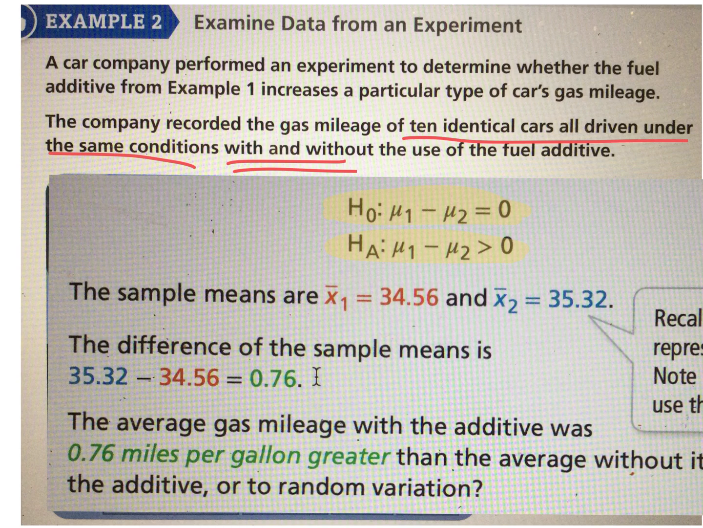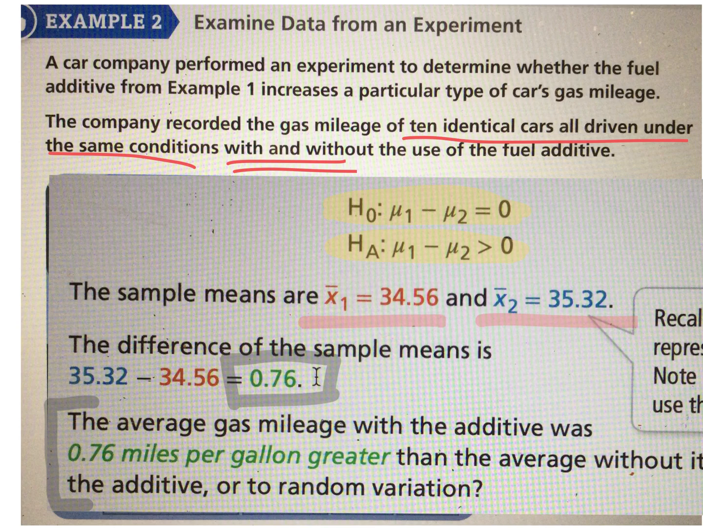So in this example, we are going to calculate the two means, which is what they've done here. They calculated mean 1 and mean 2, and I would copy those down. Then you need to copy down this point here that the difference between the two is 0.76, which would indicate that there is an increase. So exactly what this sentence says, the average increase was 0.76 miles per gallon greater with the additive than without.